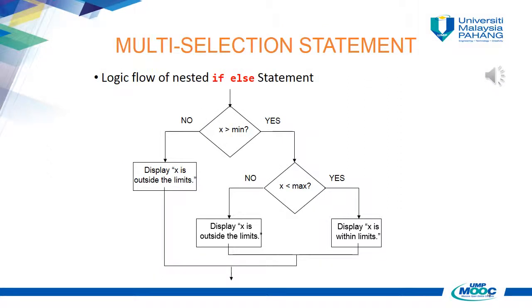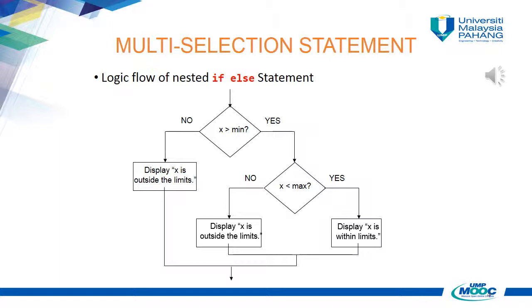This is an example of a flowchart of a multi-selection statement of nested if-else. This program is to test the value of x, whether it is within the limit or otherwise. If the x value is between the values of minimum and maximum, then it is considered within limits. If x is less than minimum or more than maximum, then it is considered outside the limits.